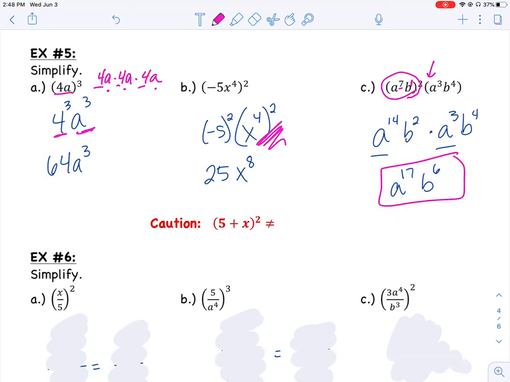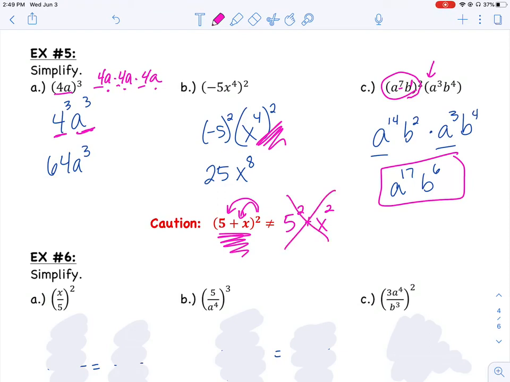All right, now I need you to be really careful. I'm going to caution you here. We haven't done a problem like this yet, but keep an eye out. Do you see how this has 2 different pieces with a plus or minus sign connecting them? We call this a binomial. We'll talk about that later in the chapter. But if I have a plus or minus sign separating my terms, you cannot distribute this 2 through like we were doing up above and say 5 squared plus x squared. Unfortunately, it doesn't work the same way.